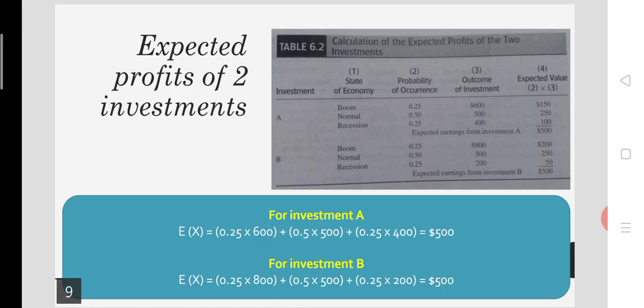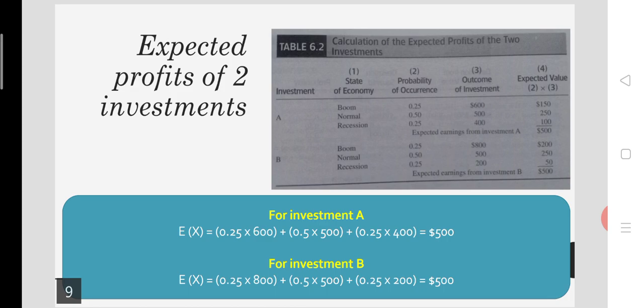Similarly, if the economy is in a normal condition with a probability of 0.5, then the outcome in that case is $500 worth of income from that investment project. And if the economy is going to experience a recessionary trend in the future, with a probability of 0.25, the outcome will be $400 worth of income from the investment.